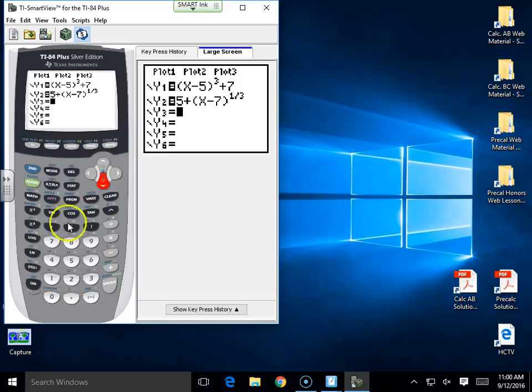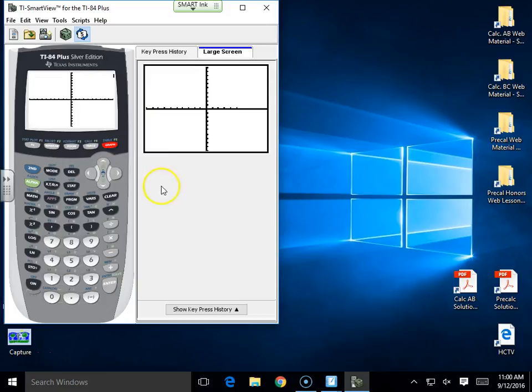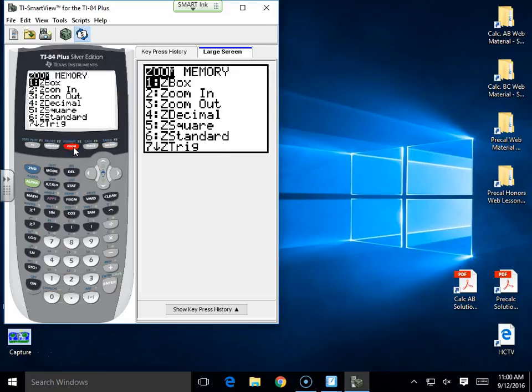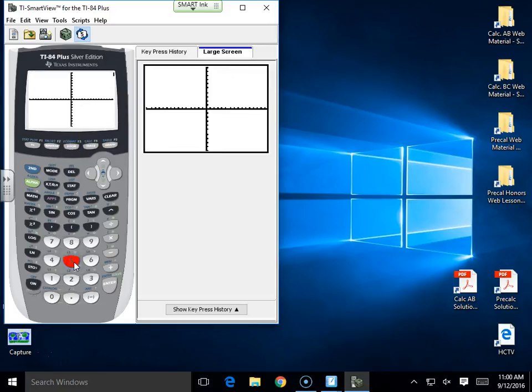How close does it match up with what we had in the page before? Pretty good. Not too shabby. Zoom square looks a lot better. All right, let's try it. Then zoom square, zoom number 5.